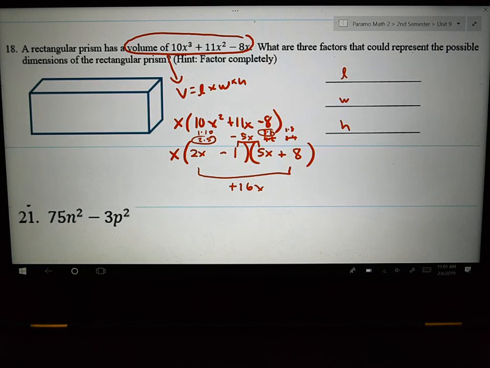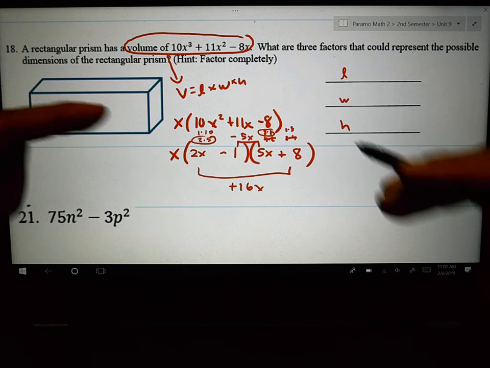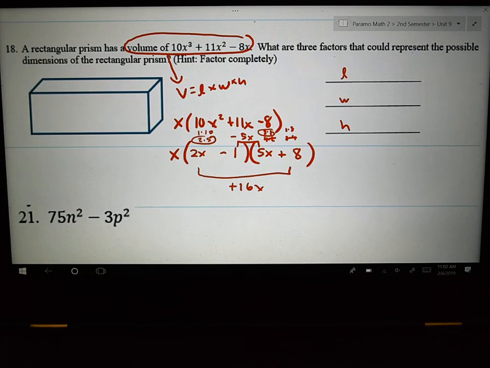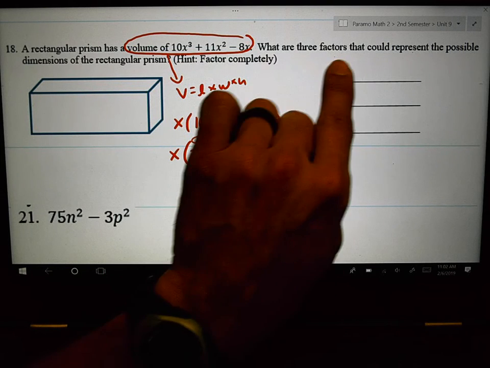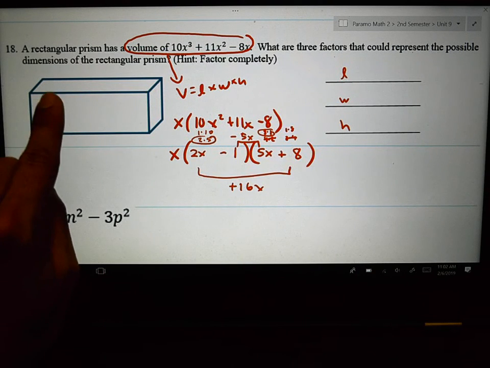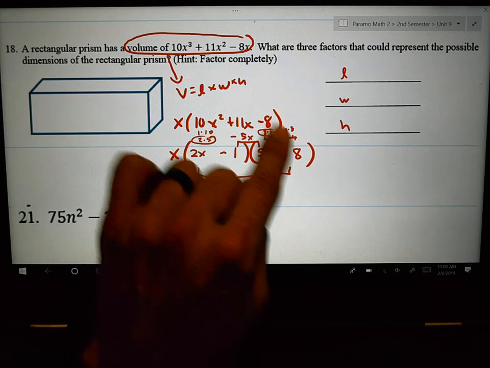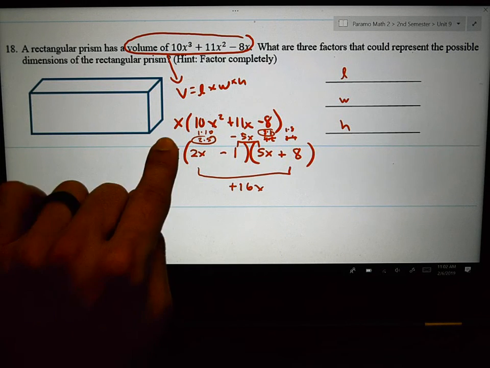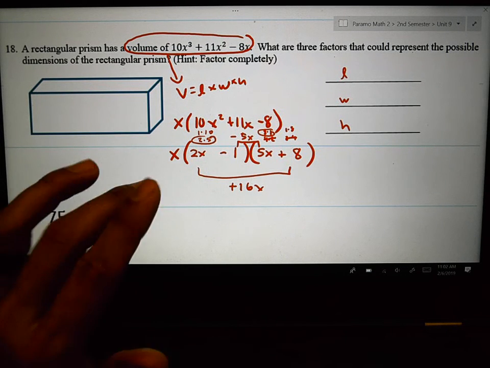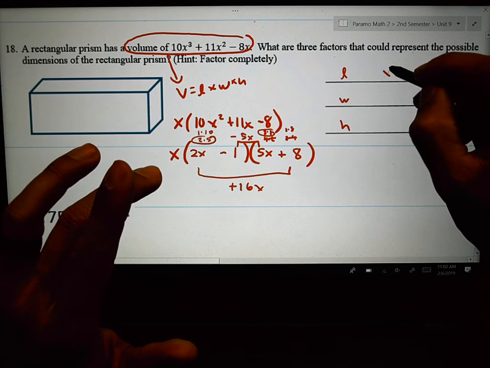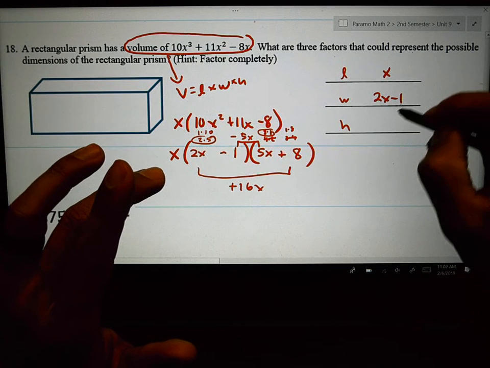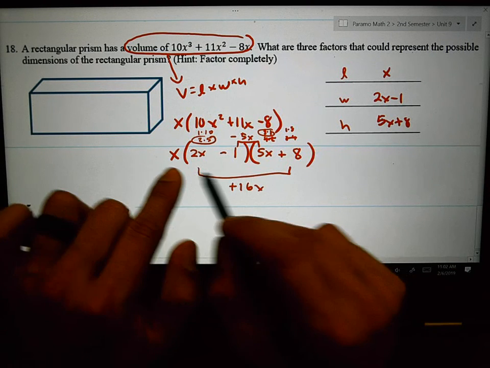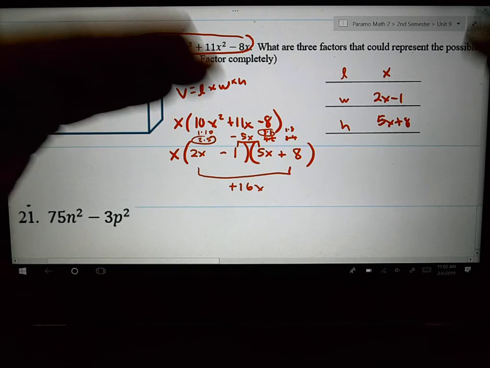And now what I have is this volume broken up into 3 factors. What are 3 factors that could represent the possible dimensions? This could be the length, width, or height. This could be the length, width, or height. Or this could be the length, width, or height. All you have to do now is put your factors, and then the order does not matter. You just split up all the pieces that you found. Those are my 3 possible dimensions.